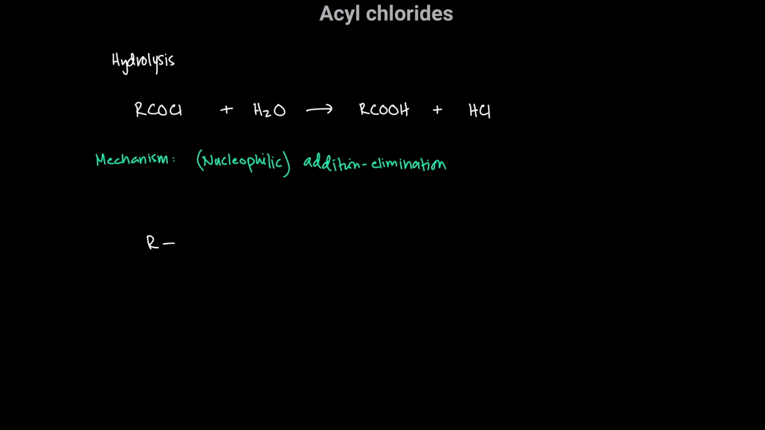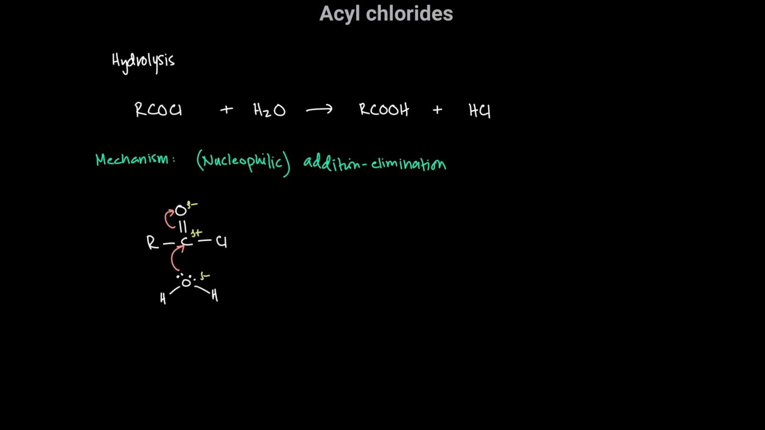So here you have an acyl chloride to begin with, RCOCl. Here H2O is a nucleophile, so we have H2O. This carbon atom is partially positive, this oxygen is partially negative, and this oxygen is also partially negative. So the first step is very similar to nucleophilic addition. This oxygen attacks this delta positive carbon, and then this pi bond breaks.